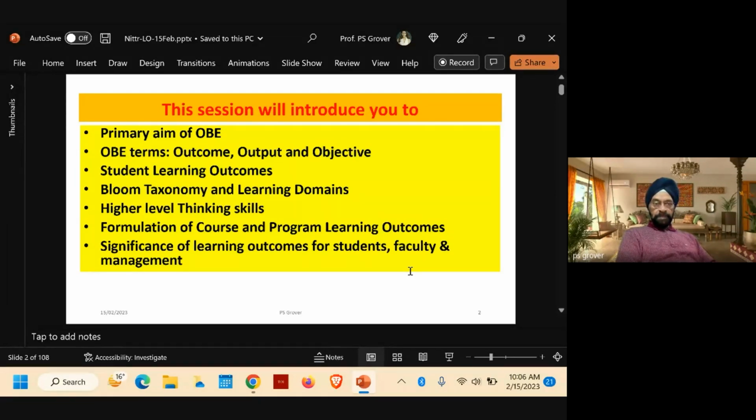outcome. Then the terminology. It is found that there is a confusion about the various terminology used in the outcome-based education framework. So I thought I'll just dwell on that, but that will clarify many things. Then student learning outcomes, Bloom taxonomy and learning domains, higher level thinking skills, formulation of course and program learning outcomes, and significance of learning outcomes for student, faculty, and management.